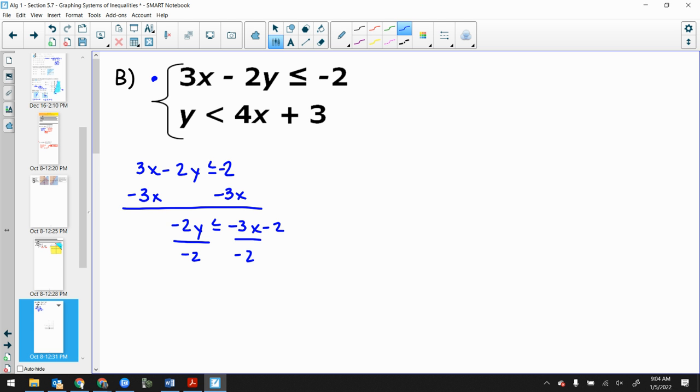Uh-oh, alarms are going off. Why are alarms going off in my head? Mathematically, why are alarms going off in my head? Brianna? Because I'm dividing by a negative. So y is now greater than or equal to 3 over 2x plus 1.